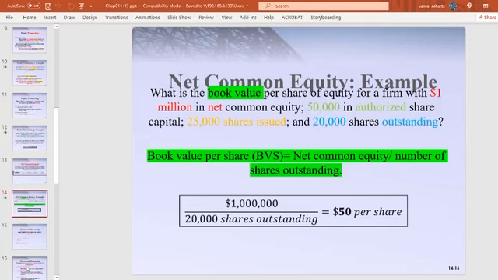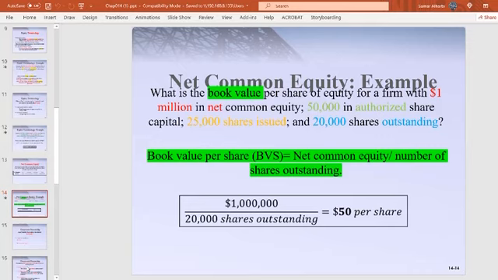We don't care about the authorized. For us, it is how much they are authorized to issue. They may issue it all, they may issue less, they may issue only 5,000. However, shares issued here, they issued 25,000. But if you check how much is currently outstanding in the market, we have only 20,000, which means that they repurchased 5,000, correct?